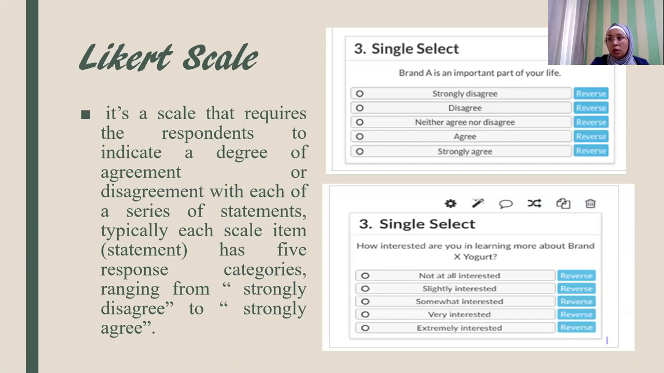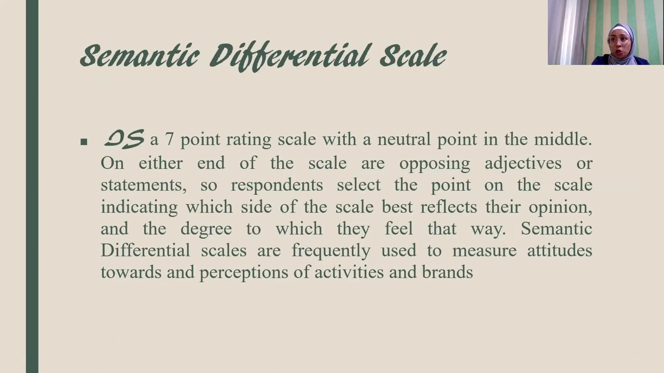Then we talked about the most famous scales that are actually used inside marketing research and mass communication, Likert, which is related to attitude measurement and is a 5-point scale. Then we talked about the semantic differentiation, which on the other side is a 7-point scale, and it's regarding the perception of the respondent toward activities or brands.